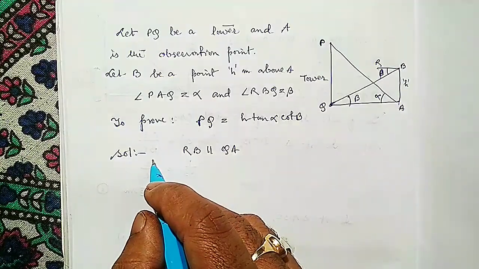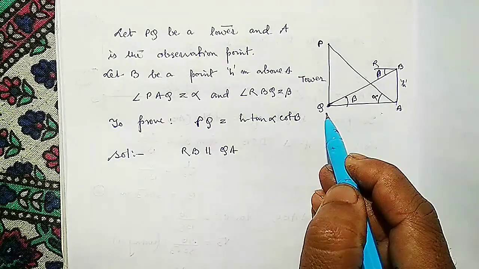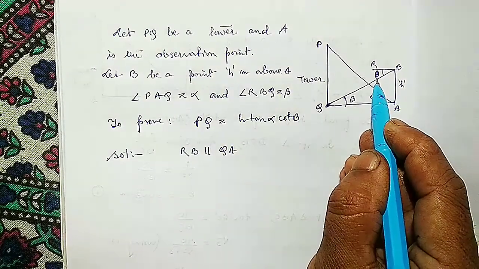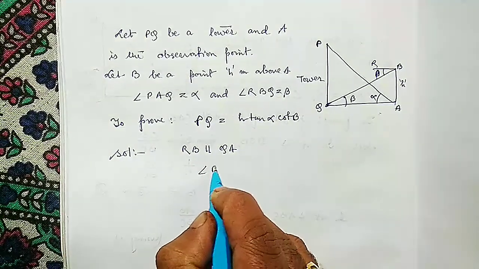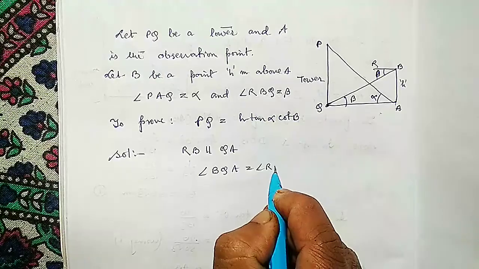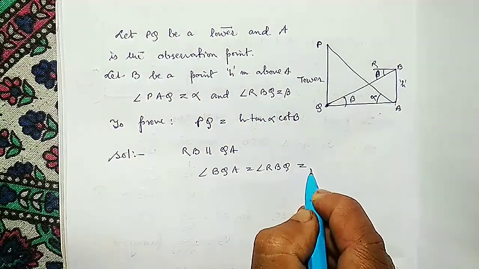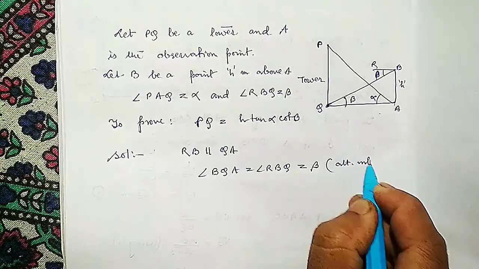In the solution part, you can write RB parallel to QA. So if this angle is beta, this angle also will be beta. So we can write angle BQA equals angle RBQ equals beta. We can write alternate interior angles.